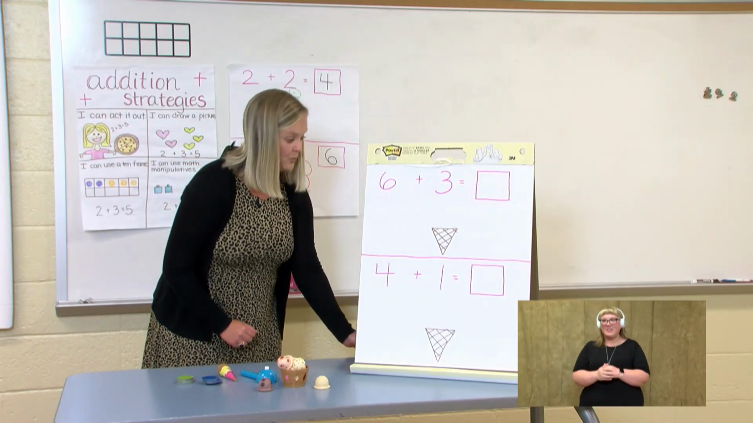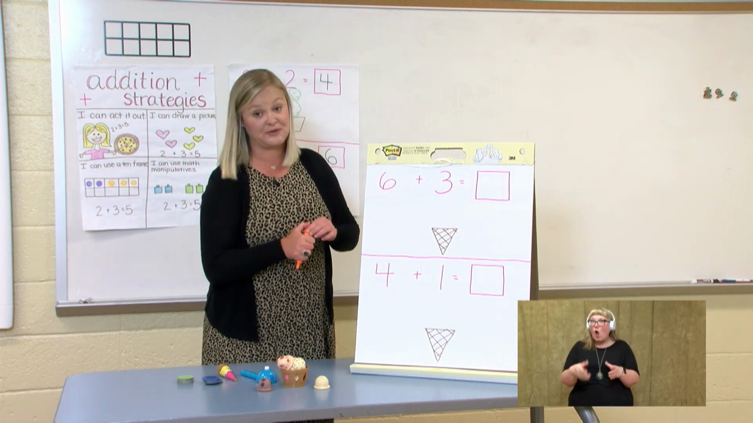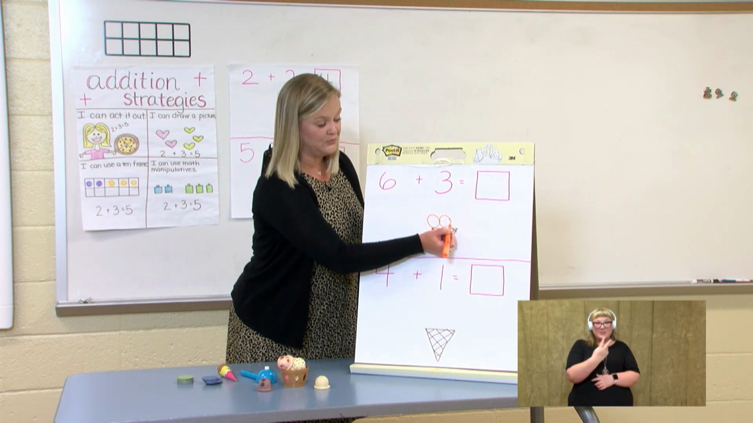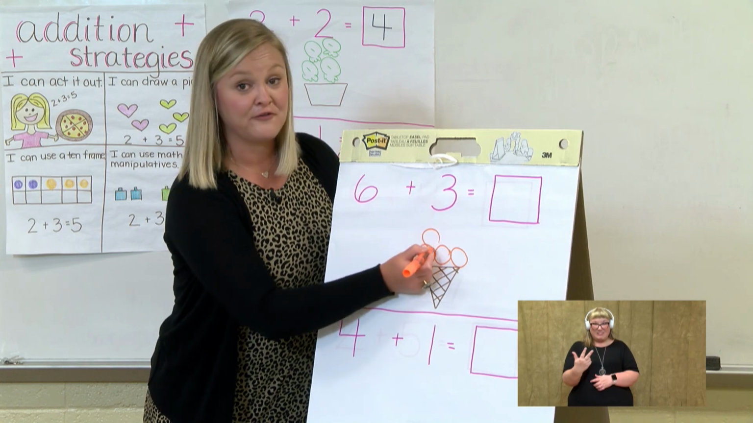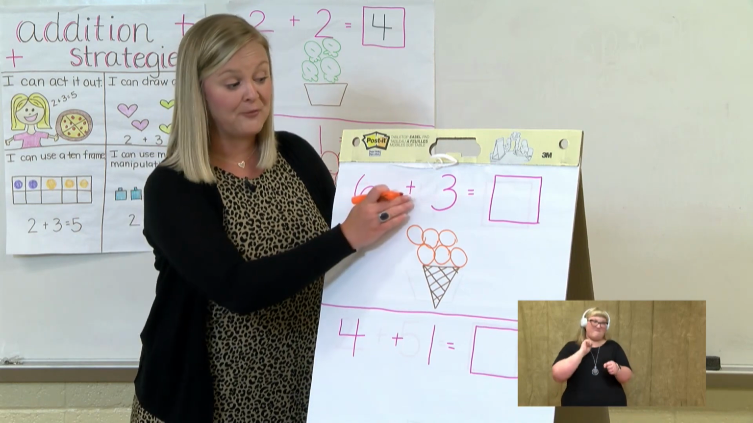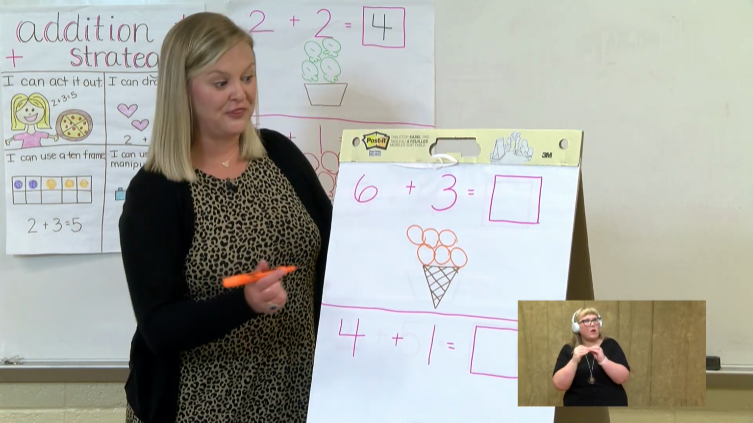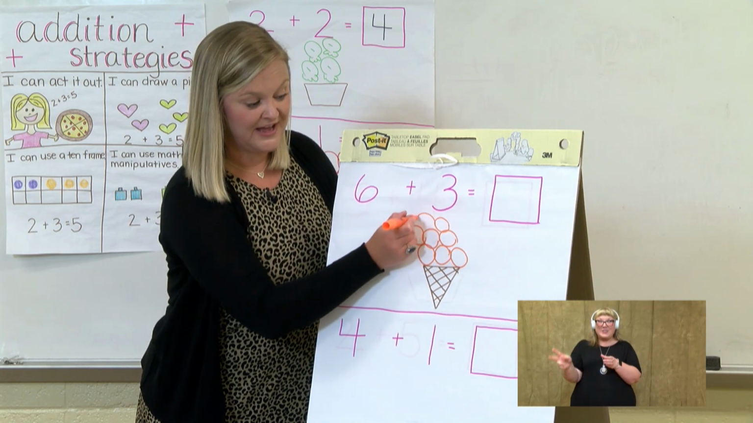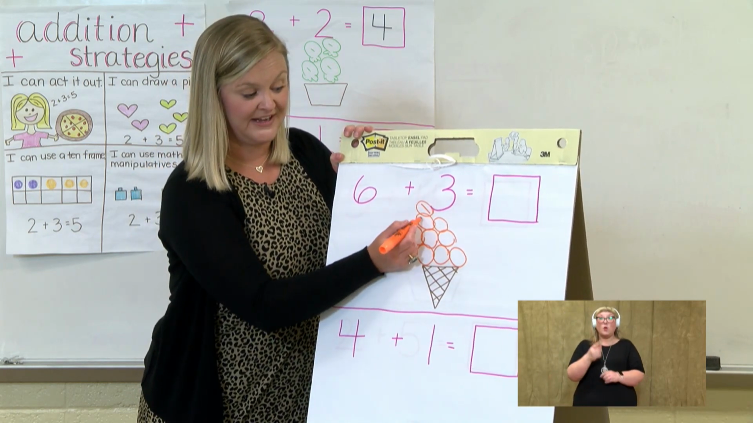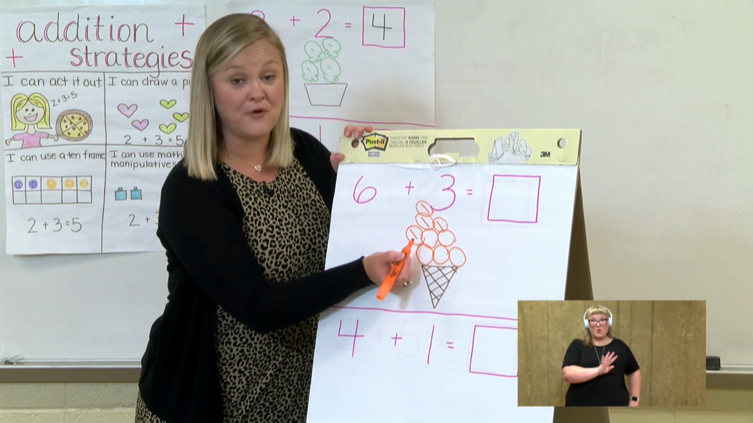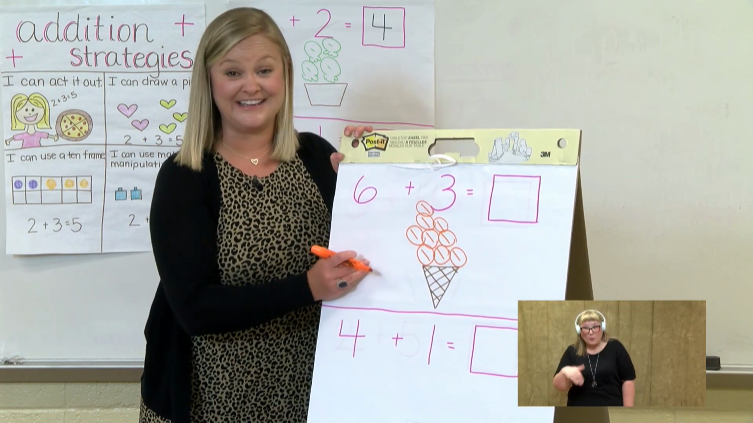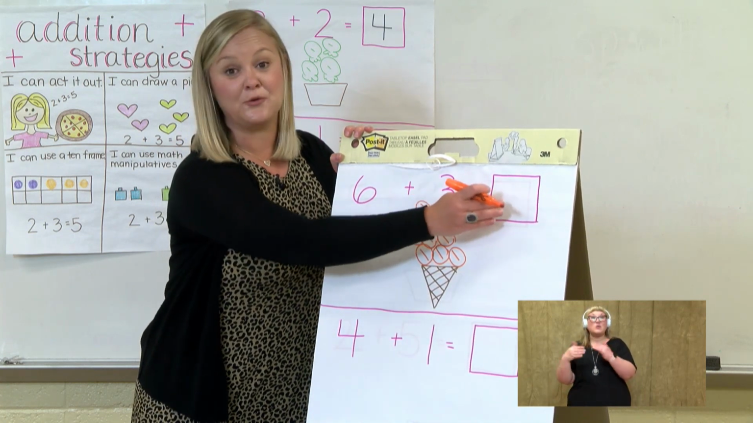Let's draw our picture. We need to start with how many scoops on our ice cream cone? 6. Let's draw. 1, 2, 3, 4, 5, 6. That's a full ice cream cone. How many more do we need to draw? 3 more. You ready? 1, 2, 3. Whoa, let's count all these all together. 1, 2, 3, 4, 5, 6, 7, 8, 9. 6 plus 3 equals 9.